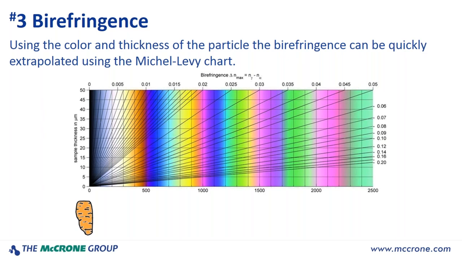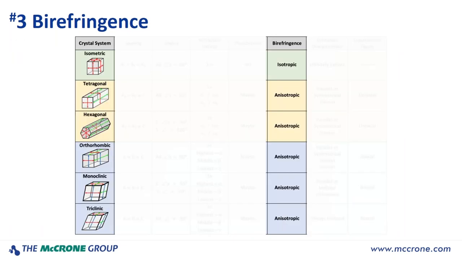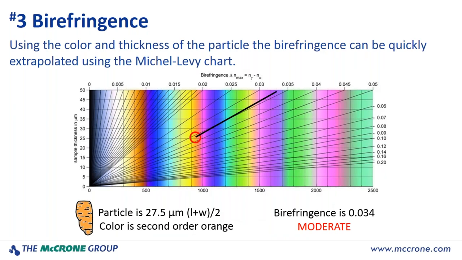For example, I have a particle here in the bottom left-hand corner. I have measured that. It's approximately 25.5 micrometers. I have a color, which is a second order orange, as you see on the chart. I can read the size on the left-hand side of the chart. I can pick out the color in the middle of the chart. And when I pick the line that travels through there and follow it up, I get the birefringence, which is 0.034. And for this particle, that would be moderate birefringence.